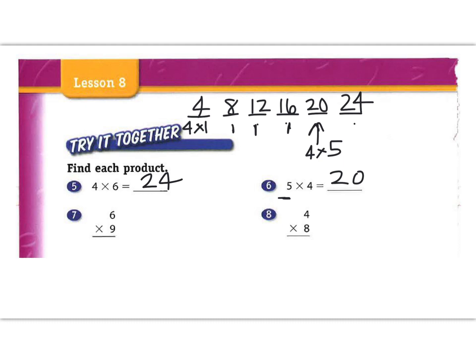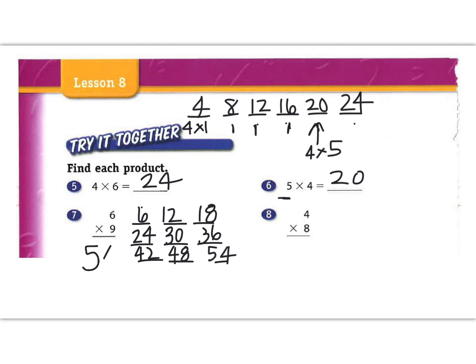Now we have 6 times 9, so we can count by 6s 9 times. So I'm going to have 9 spaces, 1, 2, 3, 4, 5, 6, 7, 8, 9, and we'll count by 6s. And we can see that if we do that, 6, 12, 18, 24, 30, 36, 42, 48, 54, 6 times 9 is 54.